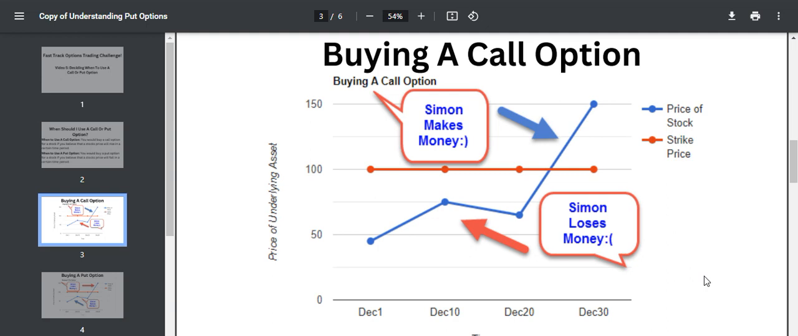So say, for example, he sells it and someone pays him $2 per share, hence he collects $200 and he's made a nice tidy profit of $50 just for flipping the options contract. So basically that is when you would buy a call option, and that is basically the two ways Simon can make his money.